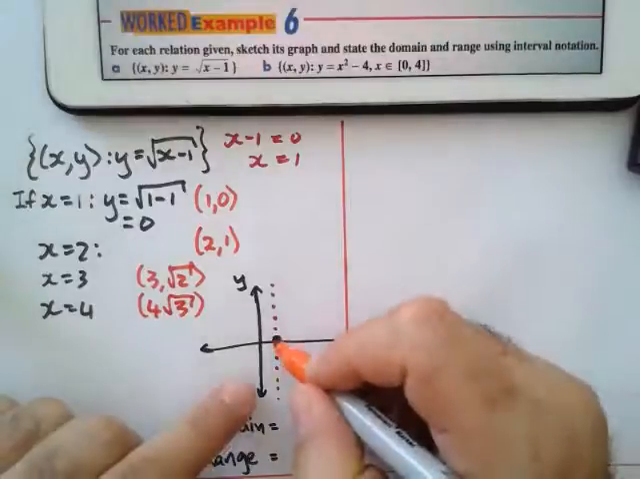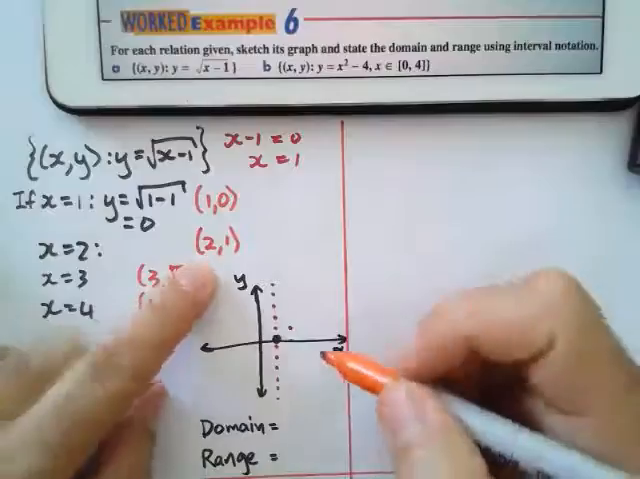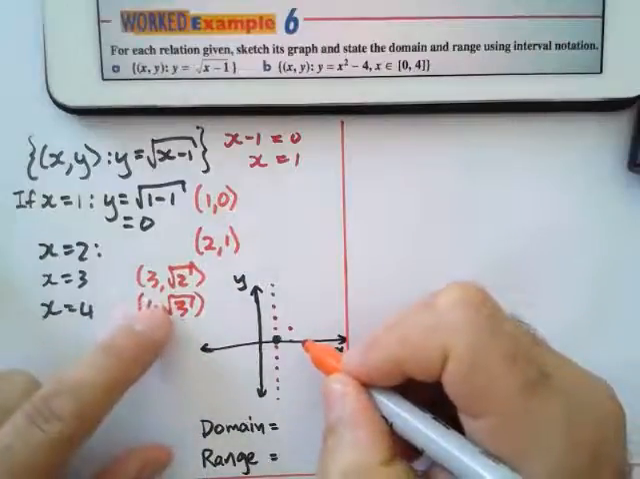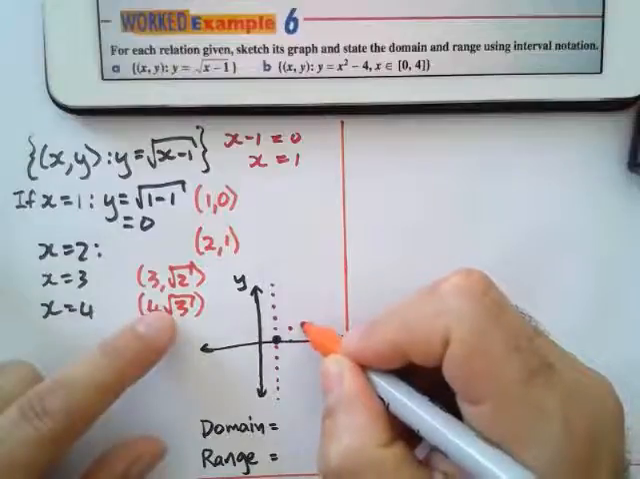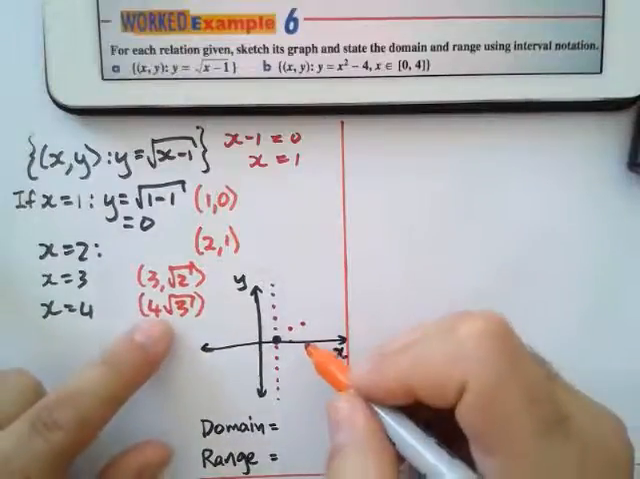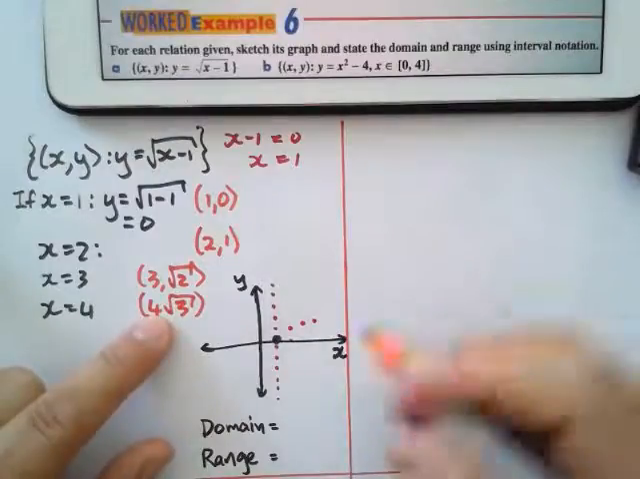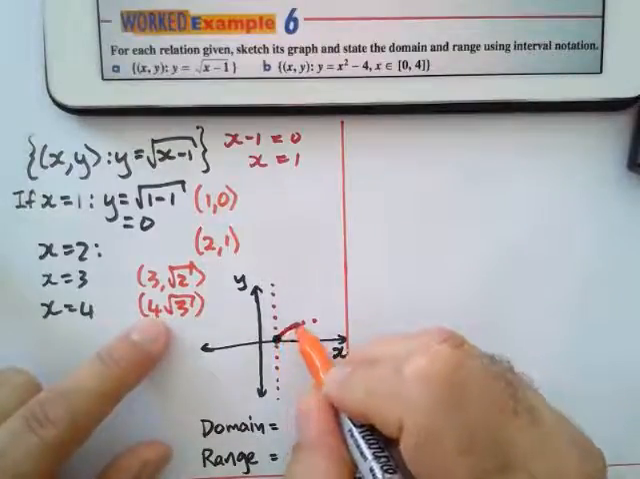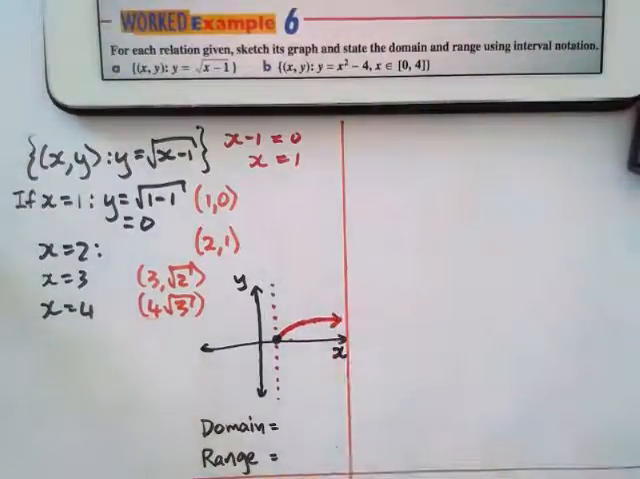When x is 1, y is 0. When x is 2, y is 1. When x is 3, y is square root 2, and we saw that square root 2 is 1.4, so it's just a little bit higher than that. When x is 4, over here, y is square root 3, which is there. So my graph looks like that, and it will carry on in that direction.